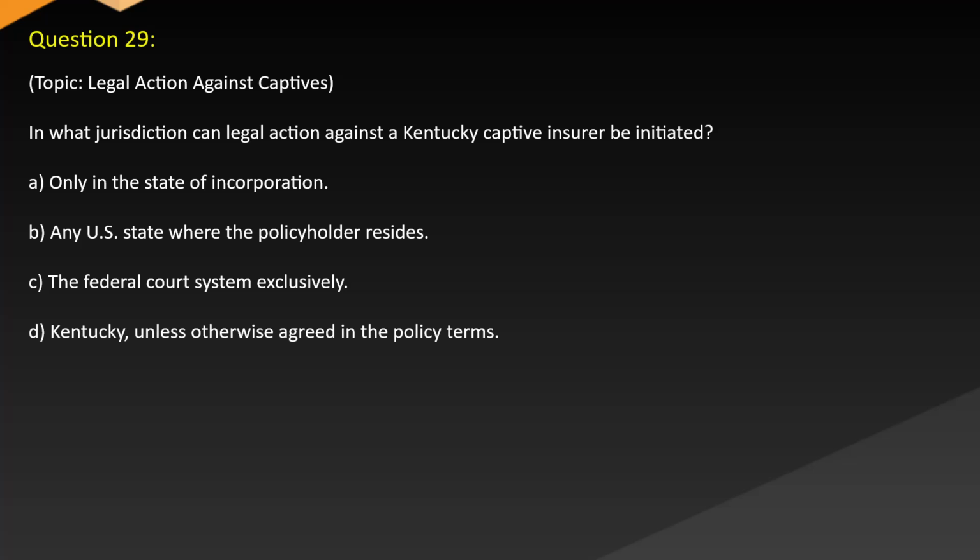Question 29. Topic: Legal action against captives. In what jurisdiction can legal action against a Kentucky captive insurer be initiated? A. Only in the state of incorporation. B. Any U.S. state where the policyholder resides. C. The federal court system exclusively. D. Kentucky, unless otherwise agreed in the policy terms.